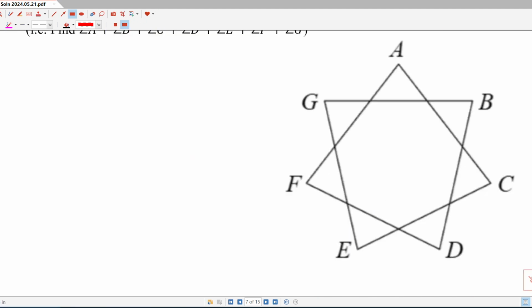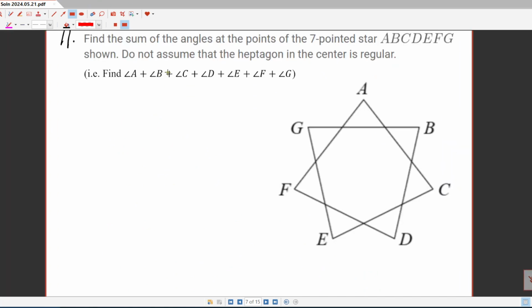Okay, let's have a look at the next question, number 11. Find the sum of the angles at the points of a 7-pointed star A, B, C, D, E, F, G. And the heptagon in the center is not necessarily regular. So basically we're trying to find the sum of angles A, B, C, D, E, F, and G.